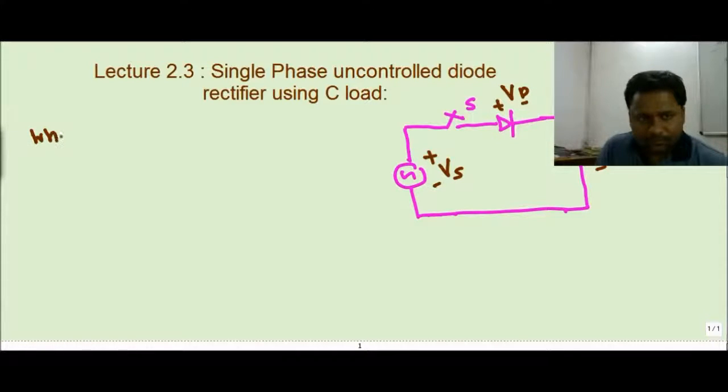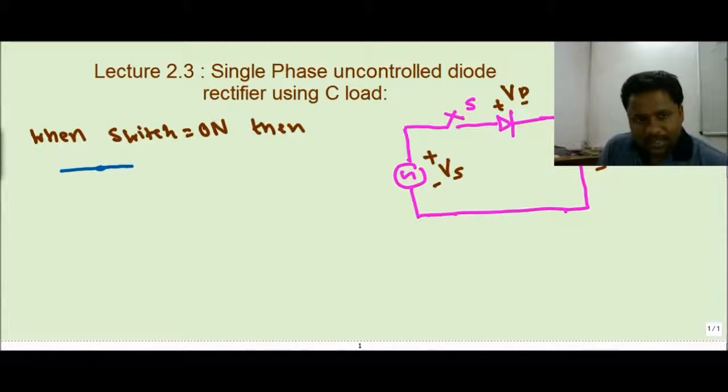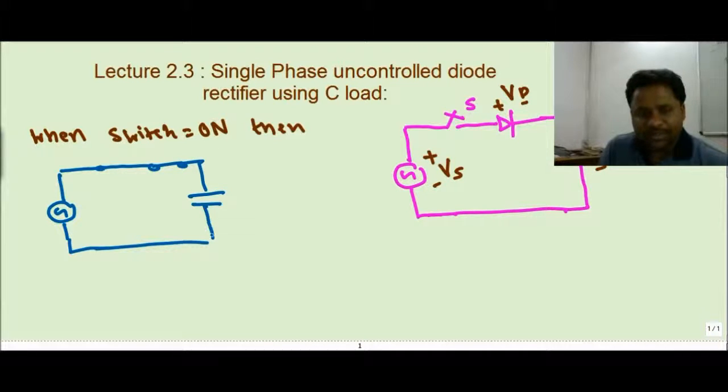When this switch is on, then you can say that this switch is on and diode becomes on, then you can say that V0 equals Vc. The energy is going to be stored in this capacitor, Vc equals to V0.